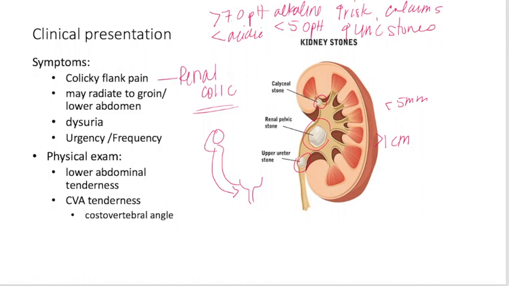Pain that radiates to the lateral flank or lower abdomen typically indicates the obstruction is mid-ureter, and bothersome lower tract symptoms indicate the obstruction is in the lower tract. So you can really follow where the pain is and kind of say where that stone is going to be. A lot of times it will be accompanied by nausea and vomiting, and then we will have hematuria.